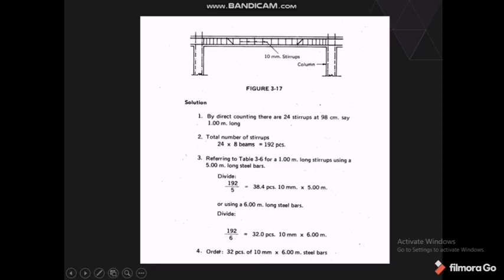Referring to table 3.6, for 1 meter long stirrups using 5 meter long bars, divide 182 pieces by 5 meters, and that is 38.4 pieces, 10 millimeter by 5 meter. Using 6 meter long steel bars, divide 182 over 6 equals 32.0 pieces, 10 millimeter by 6 meter, and the order is 32 pieces 10 millimeter by 6 meter steel bars.